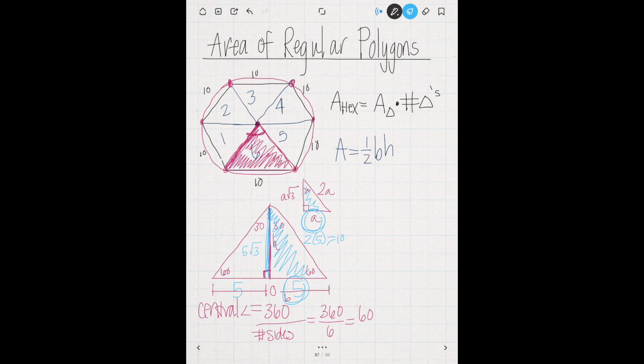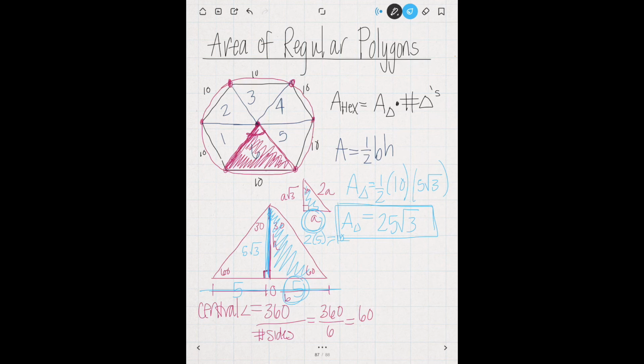Now I have all of my information. I have my triangle height and my triangle base, so I can say that the area of one of my triangles is 1/2 my base, which is 10, times my height, which is 5 times the square root of 3. Let's multiply this out. What's 1/2 of 10? 5. What's 5 times 5? 25. So one triangle has an area of 25 square root of 3.